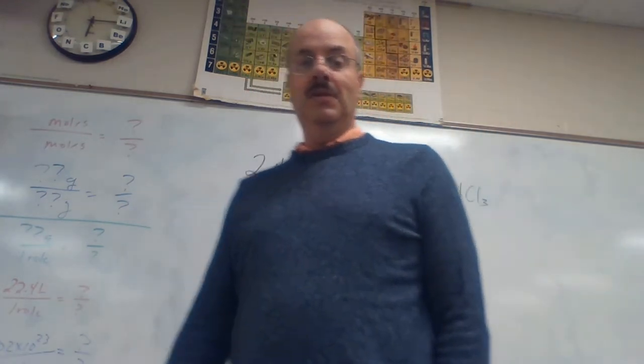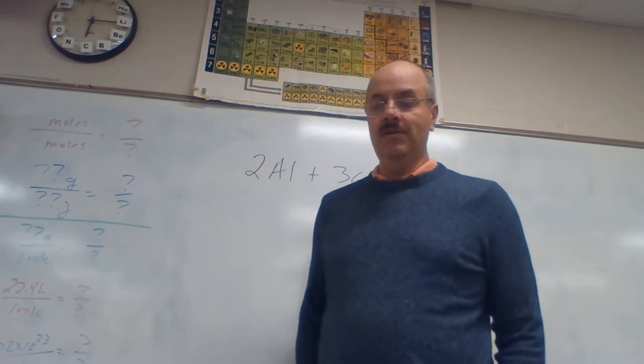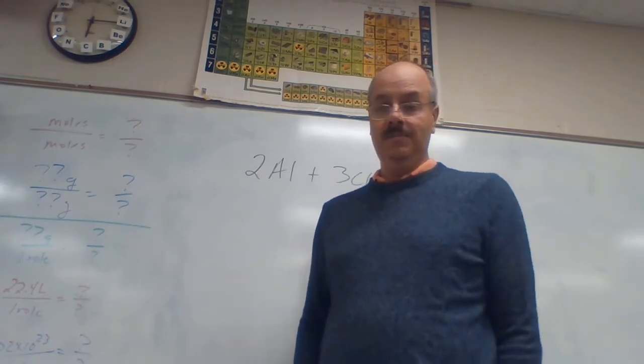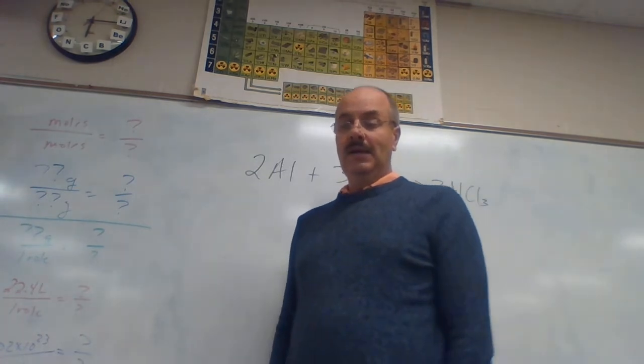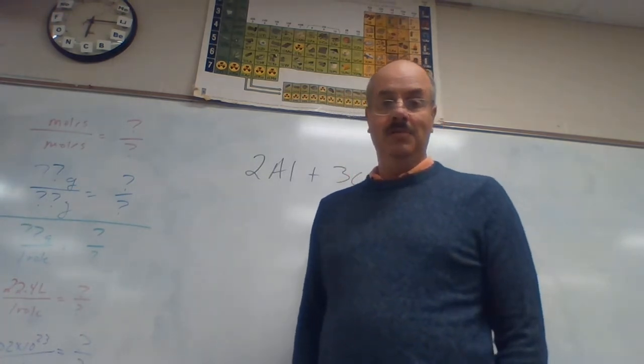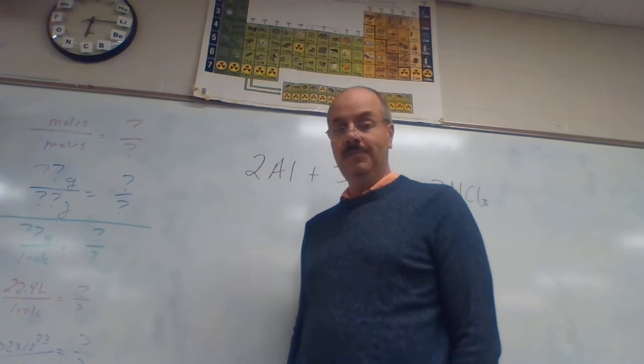So we start with the first one. Now remember, there's 3 questions with each one. The first question is, which is the limiting reagent? The second part is, how much excess reagent do we have left? And the third thing is, how much product will be formed? So we have to do 3 questions for each one.